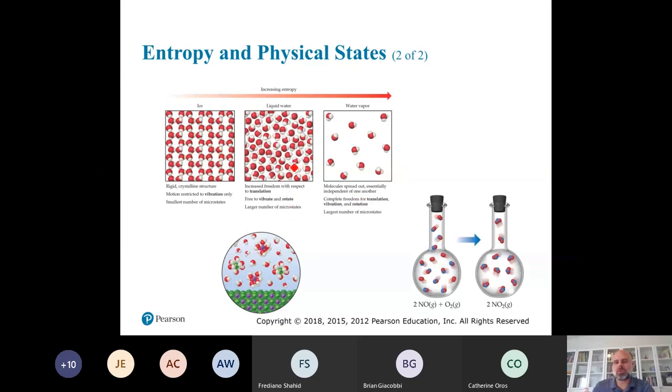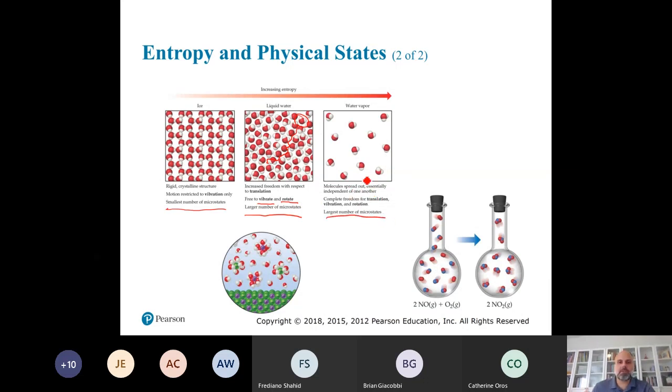If we have ice all the way to the left, it's going to be rigid. It's got a crystalline structure. Motion is restricted to vibration only. You have the smallest number of microstates for ice, right? Then you move over to the liquid state, where you have increased freedom with respect to translation, right? The molecules can now move around. This water molecule here can work its way through and eventually end up on the other side of the flask, right? It still has all the vibrational motions that are available to the solid, but now they can rotate freely, right? And then you think about water vapor, the last one.